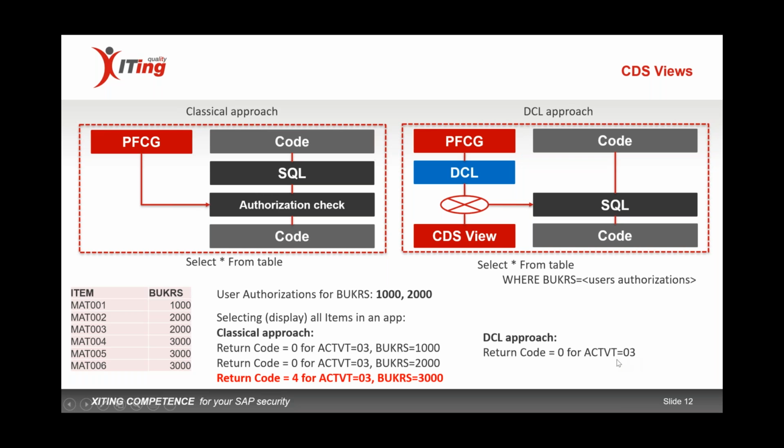And I don't see in the trace that I don't have the authorization for company code 3000. Because I don't have the authorization for it, it's not even selected, and that's why there's no failed authorization check. And this is a big problem.